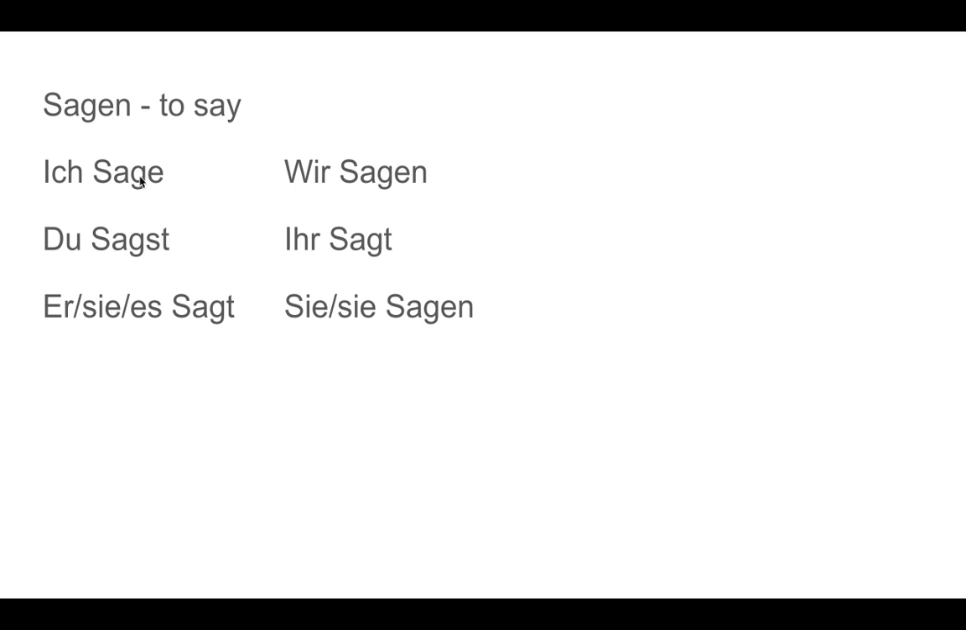Ich sage, that's the first one, ich, I. The er and ihr forms are the same, so really there are only four distinct forms, because two pairs are the same. But yeah, just memorize the endings: E for ich, ST for du, T for er, EN for wir, T for ihr, and EN for sie. You memorize those endings, and this is one of the easiest parts of German.